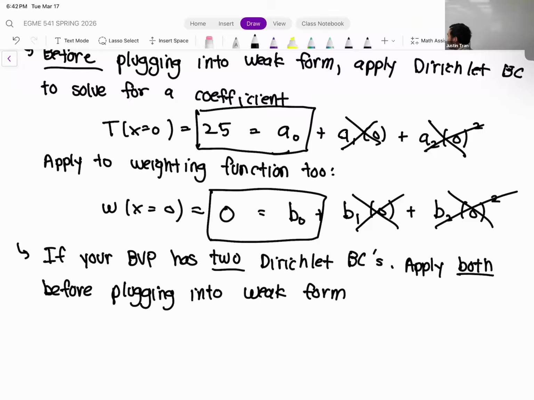Okay. So don't just apply one, you want to make sure you apply both, right? And so that goes for both the solution function and the weighting function at the same time, okay? So the result of this is that, for the most part, you're going to be doing quadratic functions just because that's the function that kind of works best with this, okay? The result of that is you're going to solve for the solution of two coefficients instead of just one.